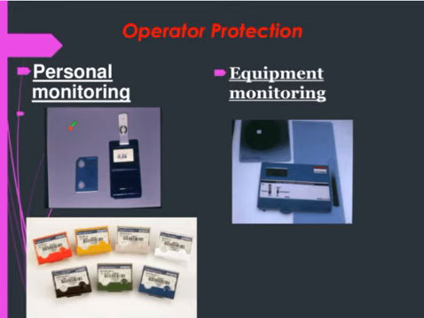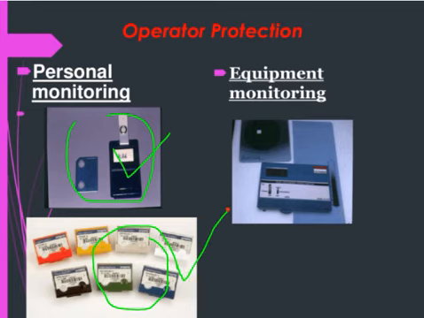So this is what you call a film badge. And this is an example of a thermoluminescent dosimeter. You can be asked in your exams to identify this instrument. It is a film badge. Identify this instrument. This is a thermoluminescent dosimeter or device. For equipment monitoring, you can use something called an ionization chamber that you keep inside the room to check for radiation leakage.